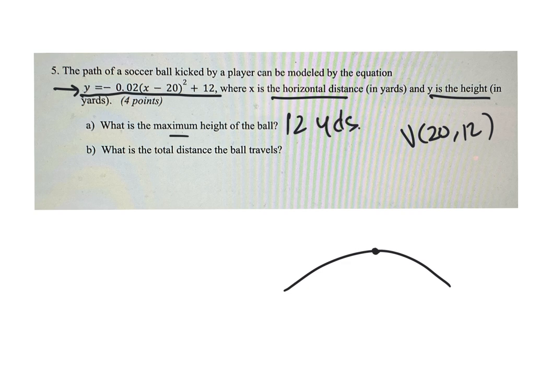What is the total distance? Okay, this is a tricky one. From here to get to here, it went 20. It went 20 yards to go up 12. So how much further did it go? It went 20 more before it hit the ground.